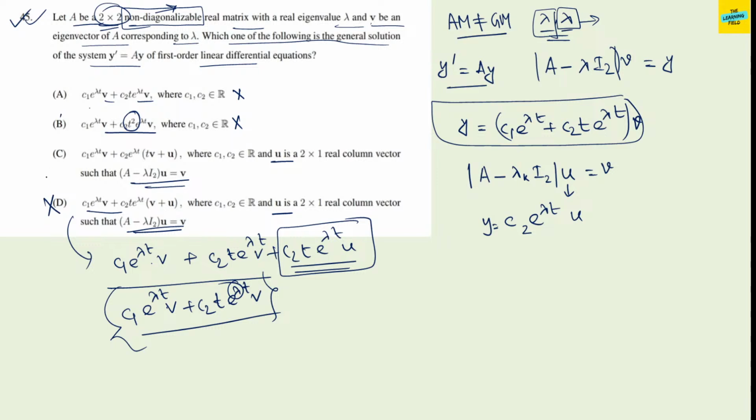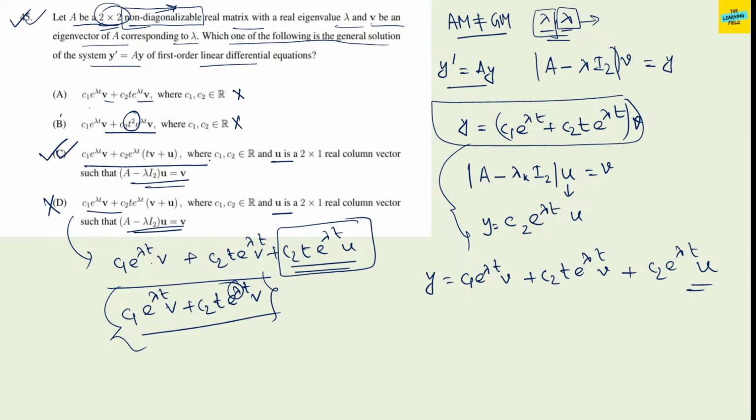So A, B, D are discarded. Option C is the correct one. Also, you can write from this: y equal to C1 e to the power lambda t into V plus C2 t e to the power lambda t into V plus C2 e to the power lambda t into U. This is the complete solution which is given in option C. So this is the solution of the problem.